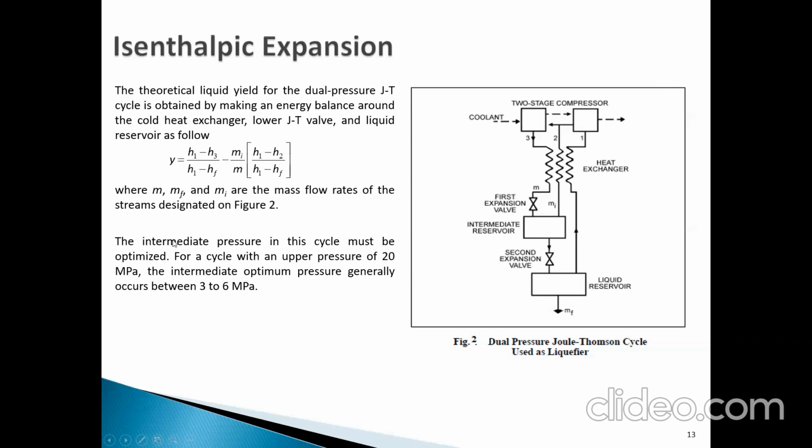Ano pa lang tayo? Introduction. Where M, MF, and MI are the mass flow rates of the streams designated in figure 2. So, the intermediate pressure in this cycle must be optimized. For a cycle with an upper pressure of 20 megapascal, the intermediate optimum pressure generally occurs at 3 to 6 megapascal.